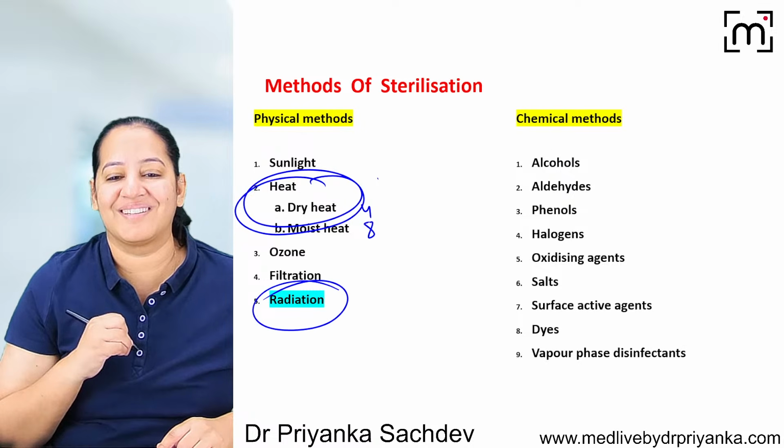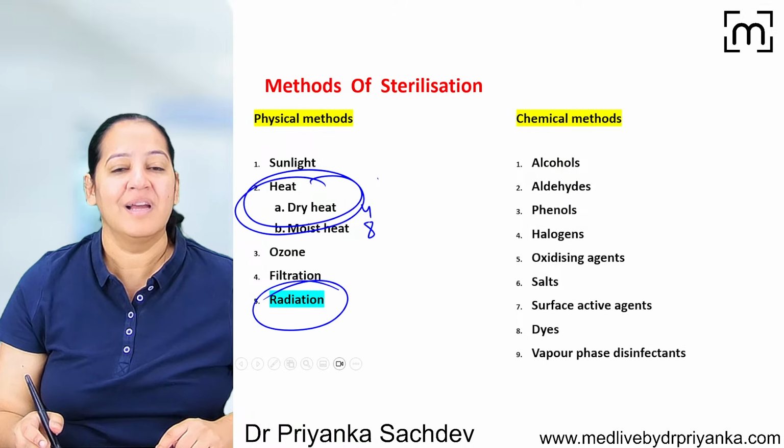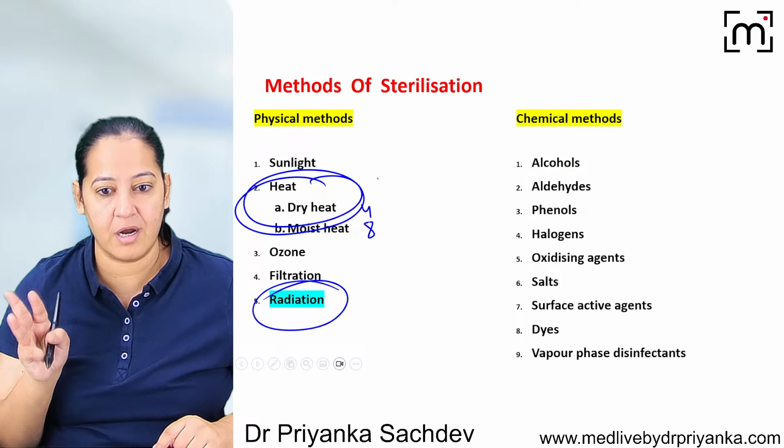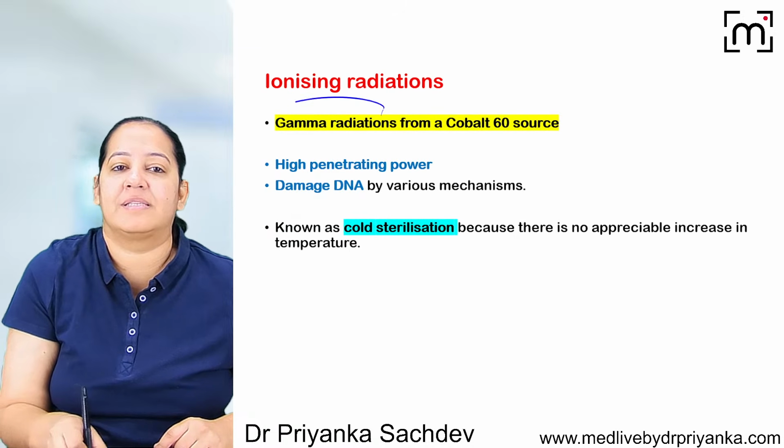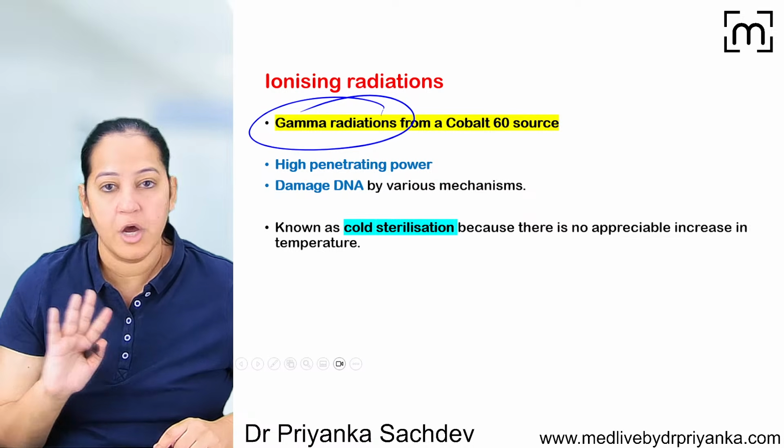Okay, now coming on the radiation. Radiation is one more method in the physical. Here, which radiation we use? Alpha, beta, gamma, X-ray. We use gamma ray. Please learn, it's a question. We use gamma ray, not alpha, not beta, not X-ray.